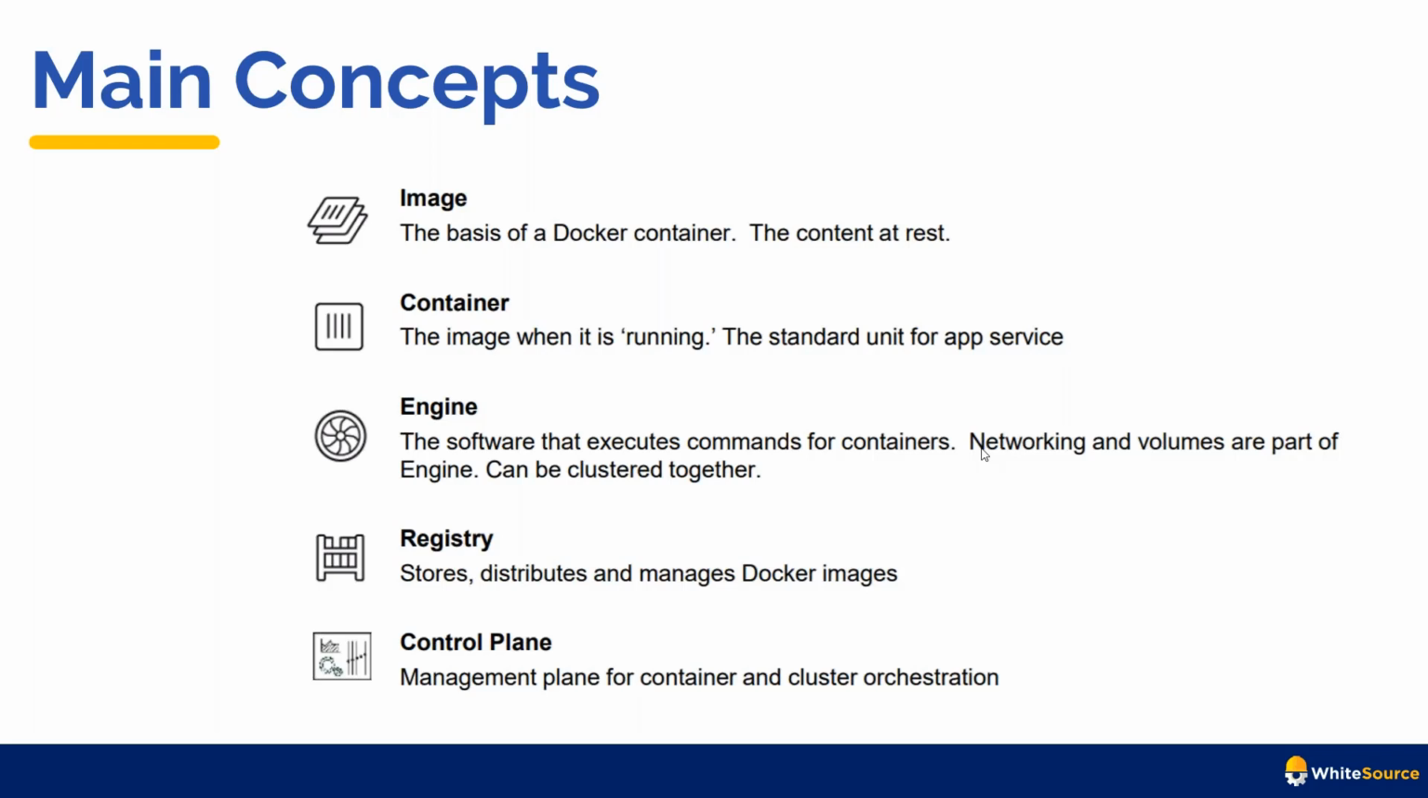An image is static. It's a file, like the Dockerfile before we actually pack it into an image. If we want to run the container, to run the process, we need to perform the command docker run. And this will actually build the container. So this is the image while it's running. This is the standard unit of the application service, and this is probably the most important thing.